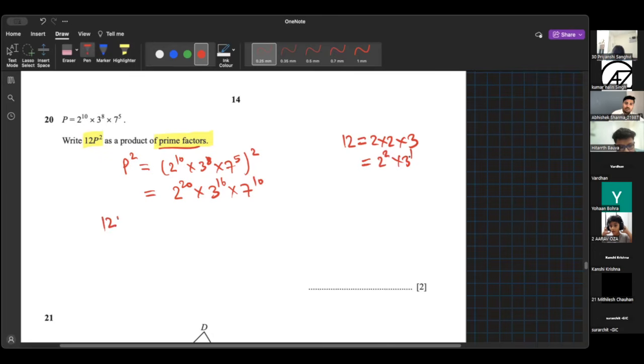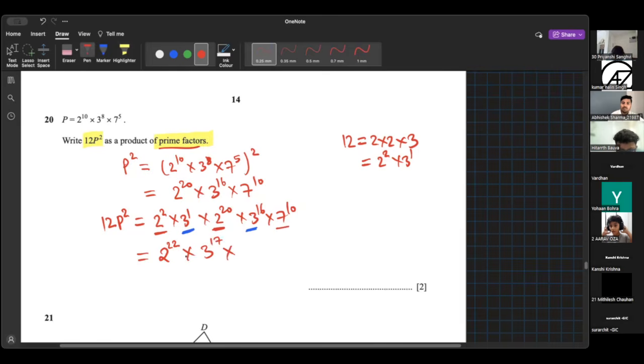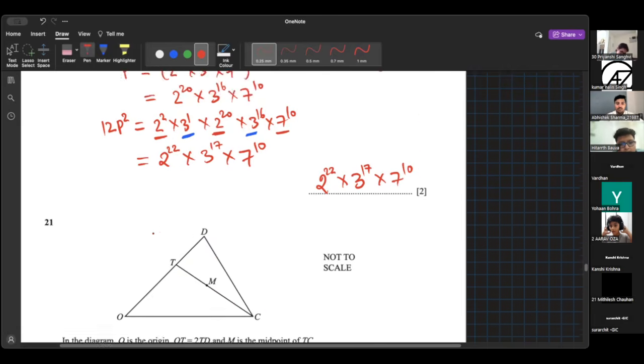So now let's write down 12P squared as, first I'm writing 12 as 2 raised to 2 into 3 raised to 1. And now I'm writing P squared, which is 2 raised to 20 into 3 raised to 16 into 7 raised to 10. Now keep the like terms together. 2 raised to 2, 2 raised to 20, 2 raised to 22. Then 3 raised to 1 and 3 raised to 16 will be written as 3 raised to 17 and multiplied by the left out, which is 7 raised to 10. Hence this is the answer: 2 raised to 22 into 3 raised to 17 into 7 raised to 10. That's the final answer. Clear? Any questions in this? None. Perfect. Let's move on to question number 21 now.